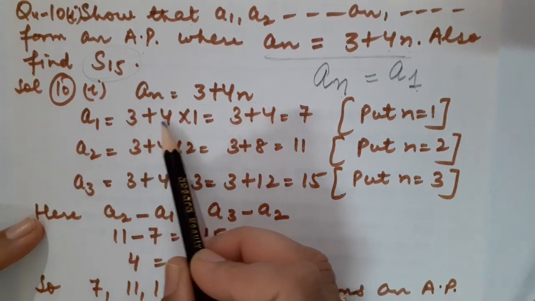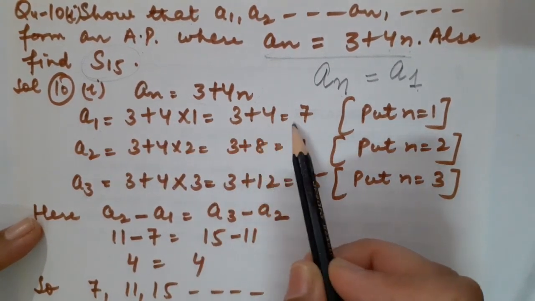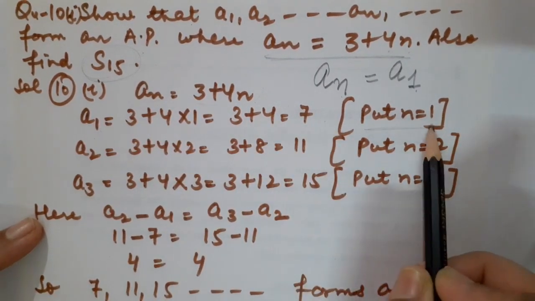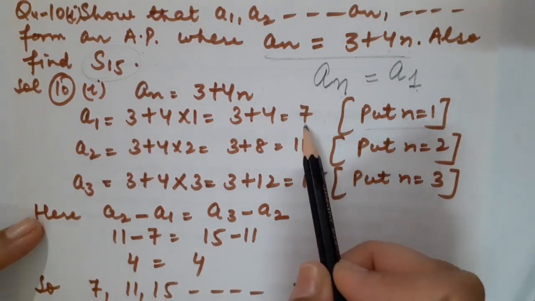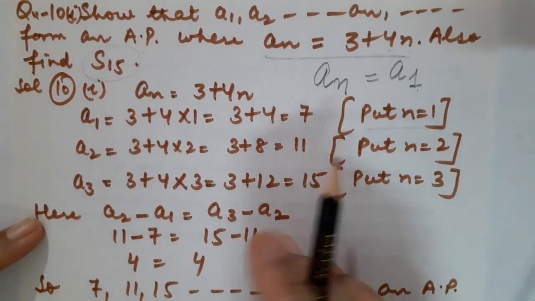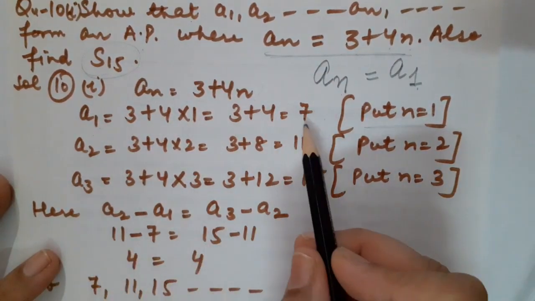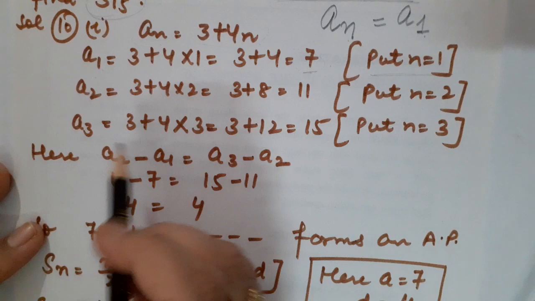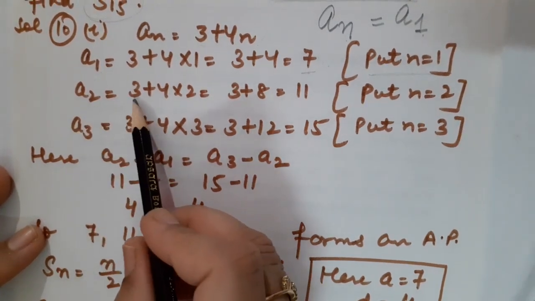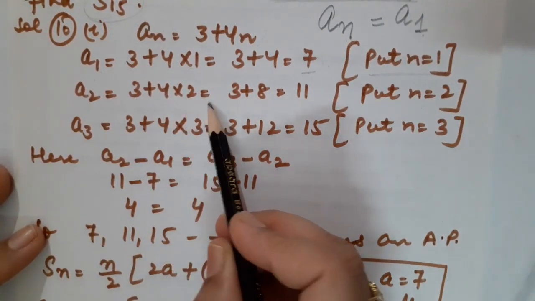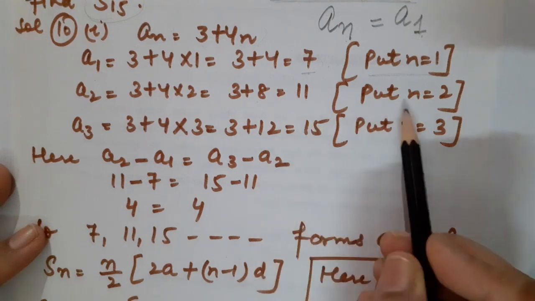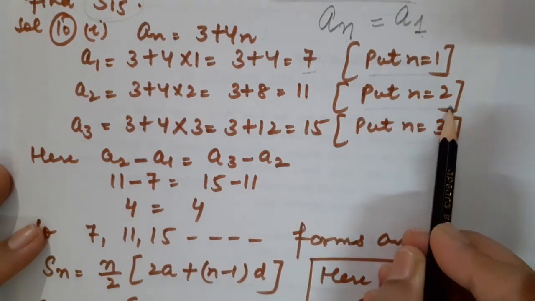If I am putting 1 here, I have to put it in this expression also. It becomes 3 plus 4 into 1, that is 3 plus 4 is equal to 7, after putting n is equal to 1. This is the very first term of the AP I have got. Whether it is an AP or not, I am going to tell you just now. But I have got the very first term. Now next is A2. 3 plus 4 into 2 is equal to 3 plus 8, that is 11. Again I have written here after putting n is equal to 2.